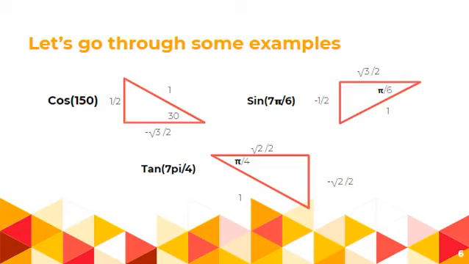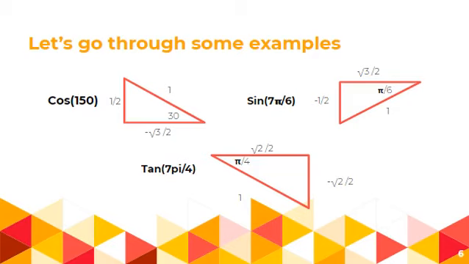Let's go through some examples. Our first example is cosine of 150 degrees. And at first, you may look at that and be like, what? How am I supposed to know? That's not in the first quadrant. But you still know that it forms a 30-degree angle with the x-axis. And instead of being positive, since in the second quadrant, the x value is negative, so the cosine is negative. So really, it's just negative cosine of 30 degrees, which would give us negative square root of 3/2.